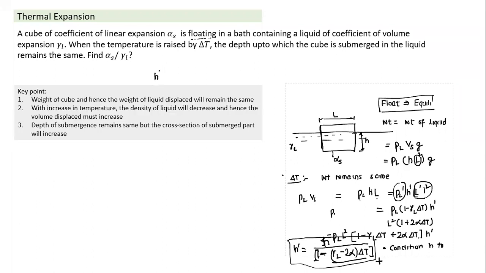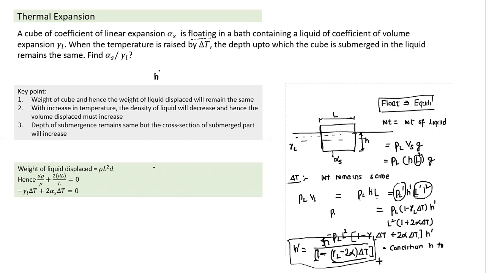So whenever we come across float, we can solve step by step. So what are the key points here? The weight of the cube, hence the weight of liquid displaced, will remain the same. With increase in temperature, the density of the liquid will decrease and hence the volume displaced must increase. The depth of submersion remains the same, but the cross section of the submerged part will increase. So they offset each other. This is the point we have to underline: the weight of the liquid displaced, and we write those expressions.